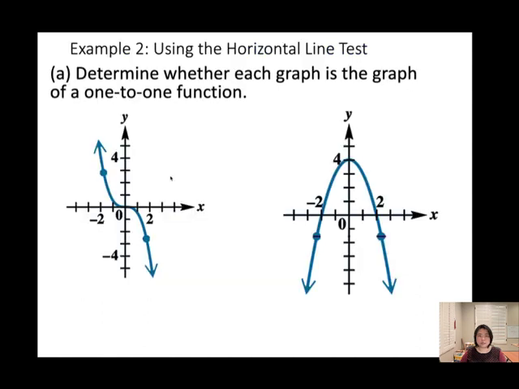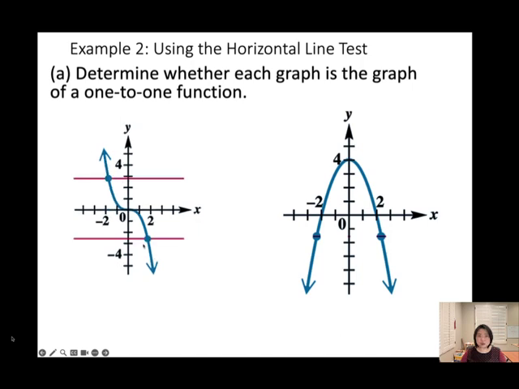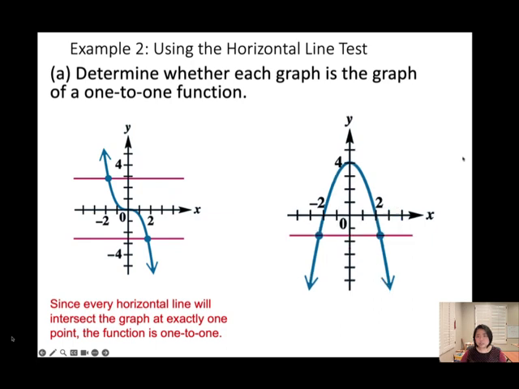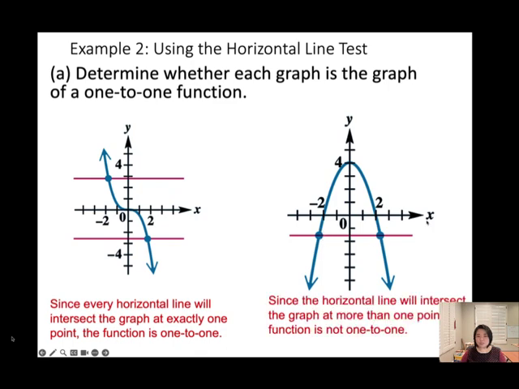Let's look at this example. I can tell this graph is going to be decreasing for the entire domain, right? So when I draw the horizontal line, I only intersect one point. So this is a one-to-one function. But this one is going to be a parabola, right? It's going downward. When I draw the horizontal line, I intersect more than one point. So I know this is not a one-to-one function.